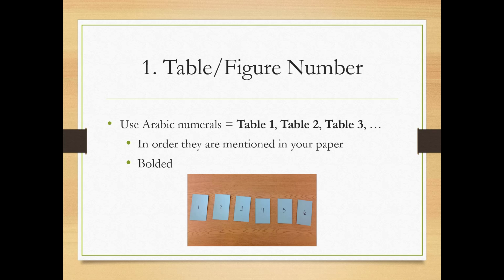And so breaking these components down just a little bit more, this is a little bit of a review. For tables and figures, you will use Arabic numerals, just regular numbers, to number them. And of course, you would number them in the order that they're mentioned in your paper and bold this number up top.